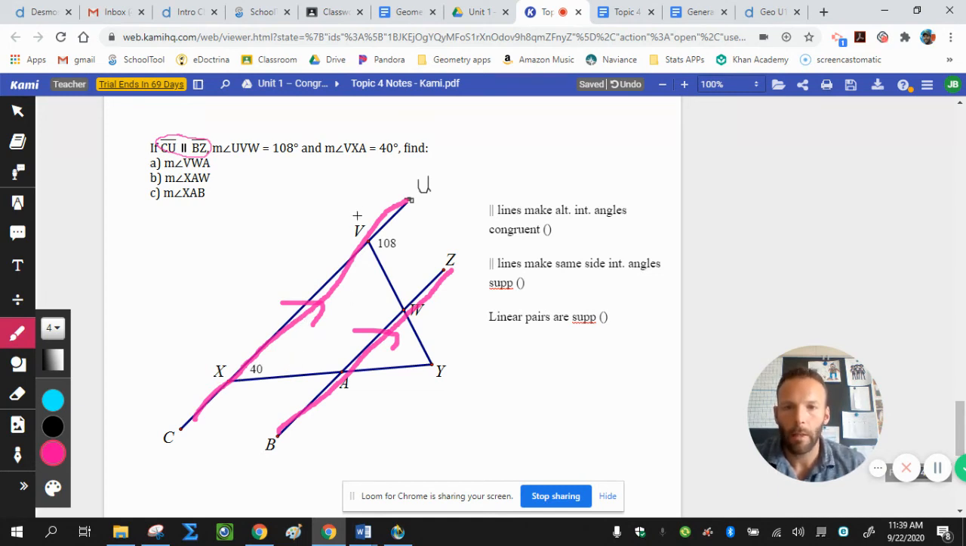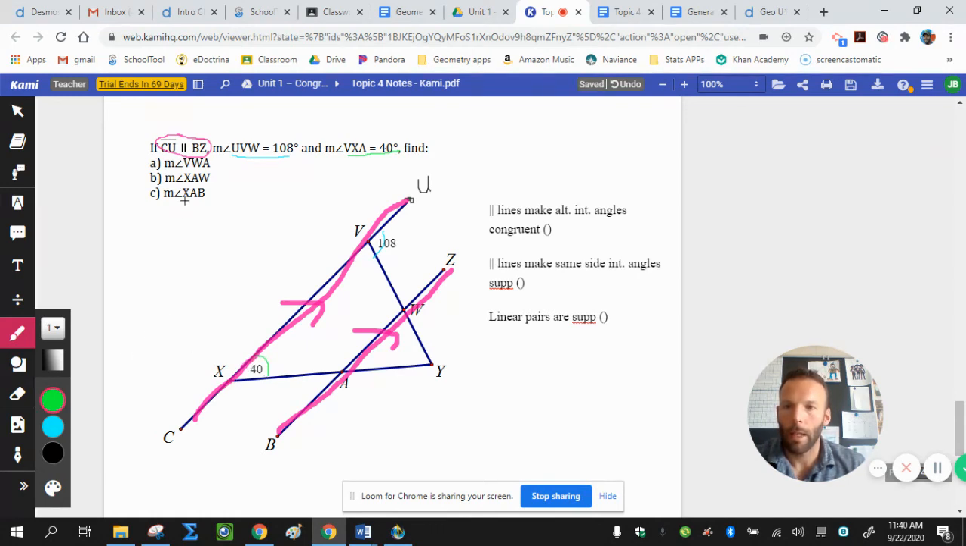So now in this case, the segment VY can act as a transversal, and the segment XY also can act as a transversal. Okay, I'm told that the measure of this angle here, angle UVW is 108. That's right here, UVW is 108. Okay, and I also have the measure of angle VXA is 40. VXA is 40. That's that one right there.